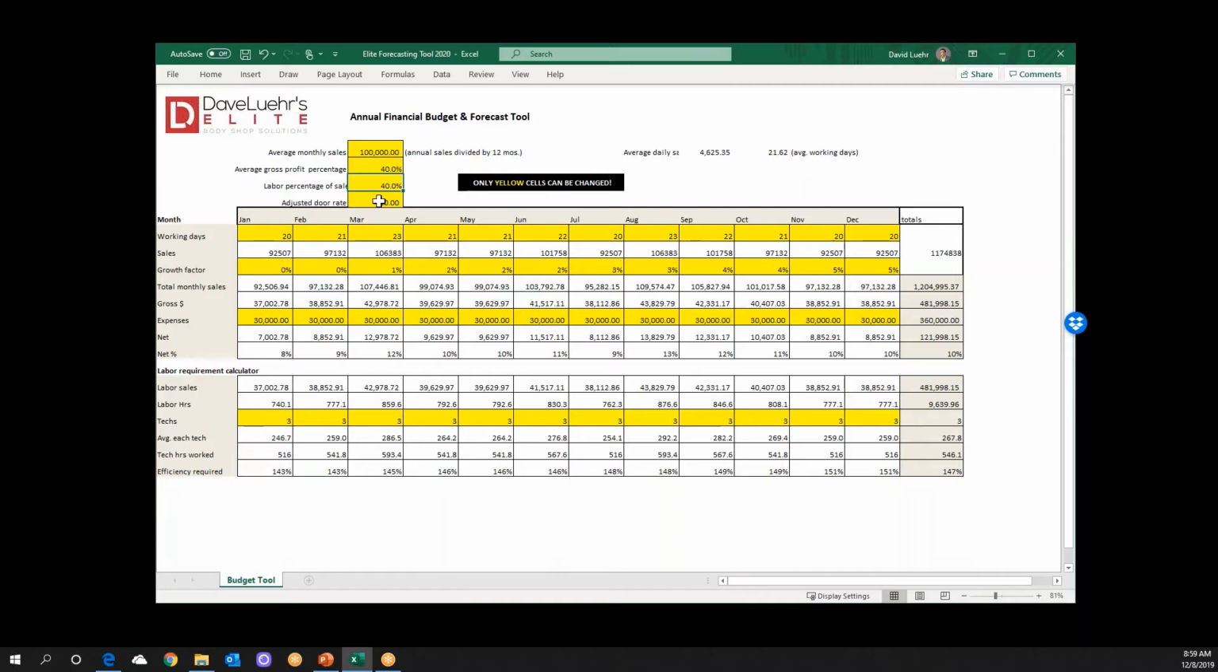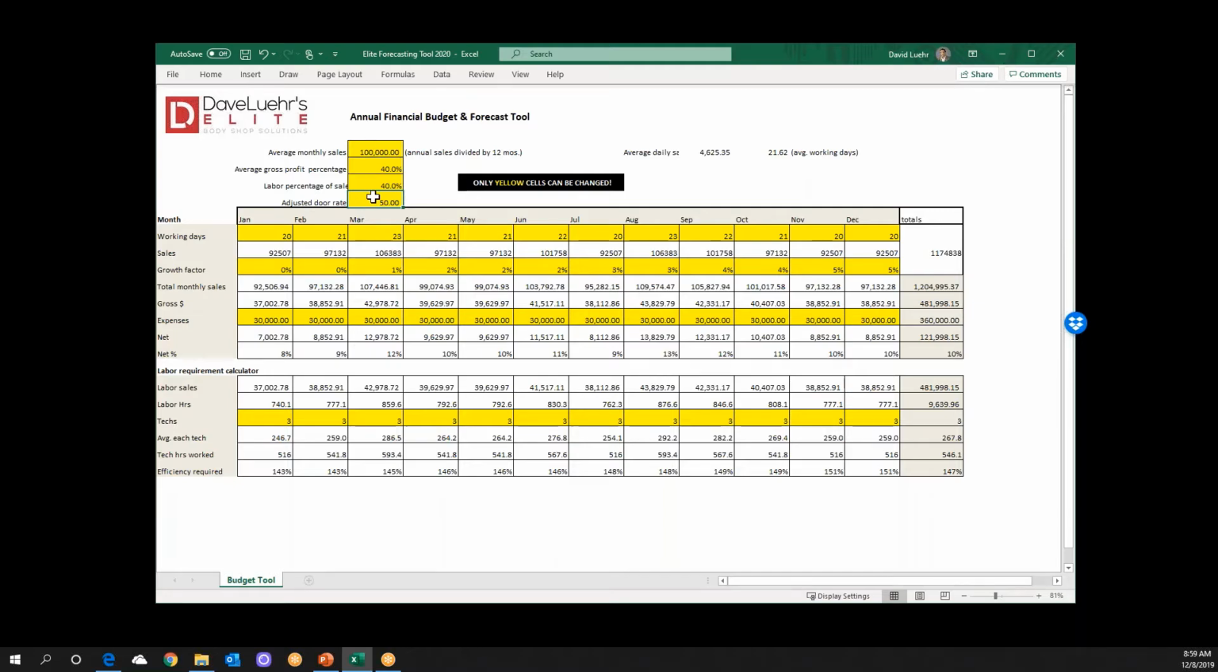All right, the next thing you need to identify is what is your adjusted door rate. So if you took your mechanical rate, your frame rate, everything, and just kind of averaged it out over the year, what would be your adjusted door rate? What are you selling your work for on average? So that's the other factor that you need to know.